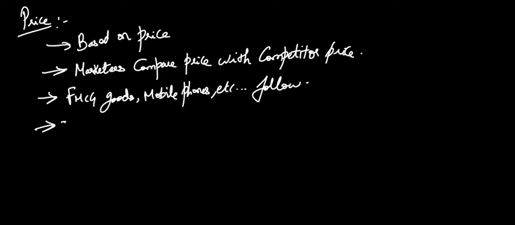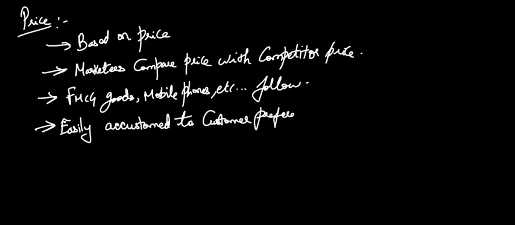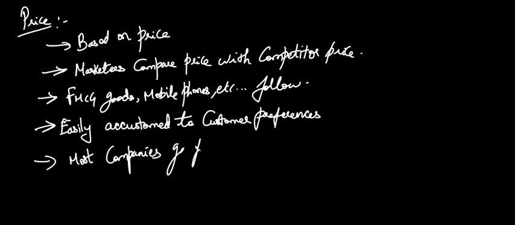When you take price as a positioning variable, it gets easily accustomed to customer preferences, because any customer will look for a lower price which will give higher value. Most of the consumer behavior will be like that: lesser price and more value. So when you position a product based on its price, it reaches the consumer faster than the other types of positioning, and this is the reason why most companies go for this particular strategy.